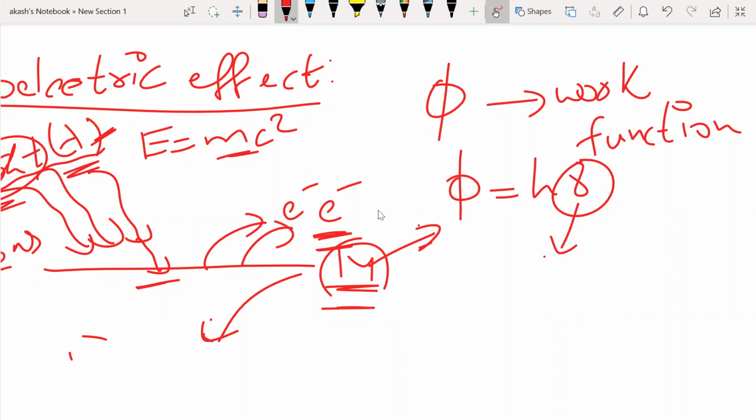I'm going to give a special name to this frequency, and I hope you all remember that it is what is called your threshold frequency. Threshold frequency is the minimum frequency which must be possessed by the light for the photoelectric effect to happen. As simple as that.